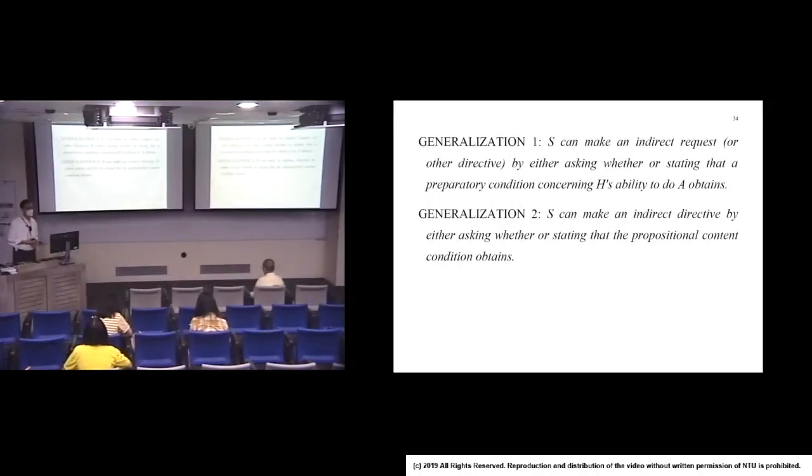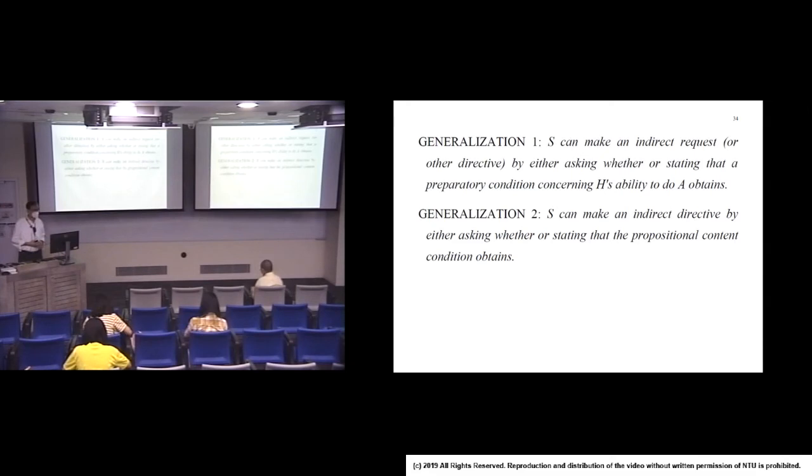So these generalizations are just basically generalizing the different groups. So S can make an indirect request or other directive by either asking whether or stating that a preparatory condition concerning H's ability to do A obtains. The preparatory condition is kind of like these felicity conditions, although he got into a little bit more detail about what needs to be the case for these things to work. But it's basically the same idea, preparatory condition and felicity condition.